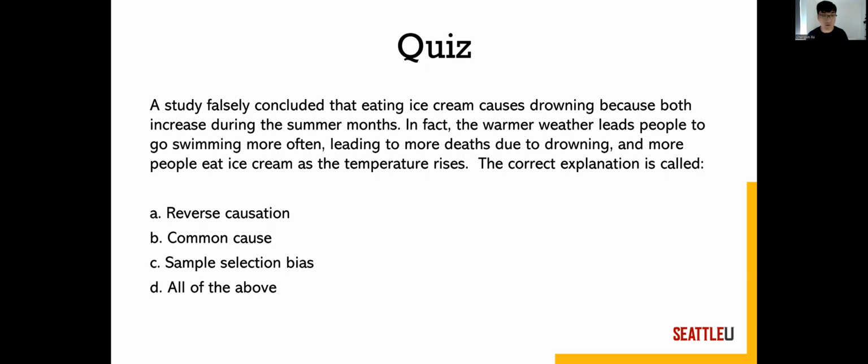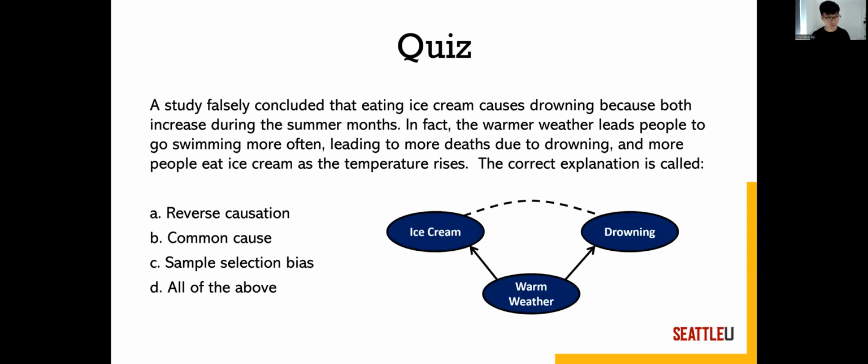So the correct explanation is called common cause. Obviously, the warmer weather, or the rise of the temperature, is the common cause that leads to the change of consumption of ice cream and the change of drowning cases. So in this way, warm weather is a common cause. This helps us understand that there's no causal relationship between ice cream and drowning, if there's no other good reason to believe that eating ice cream will likely make people crazy and go drowning in the swimming pool. So this is a typical example of common cause.